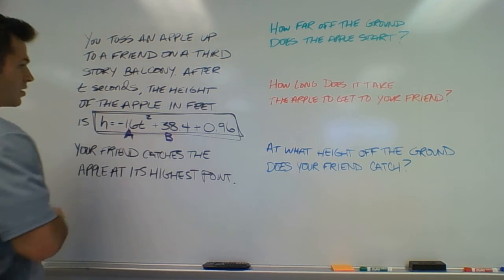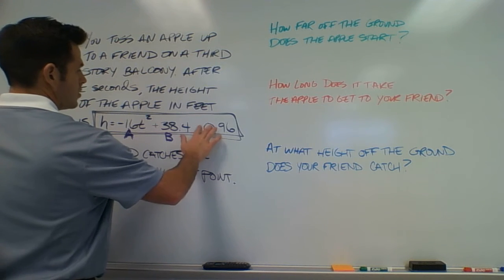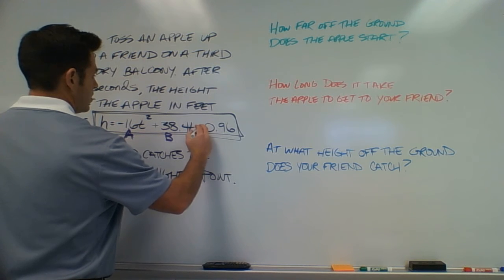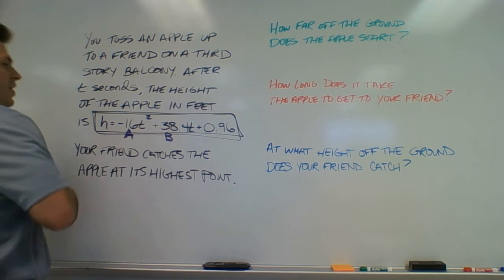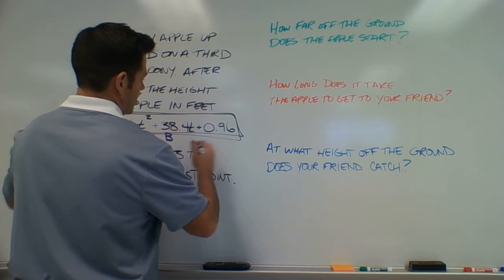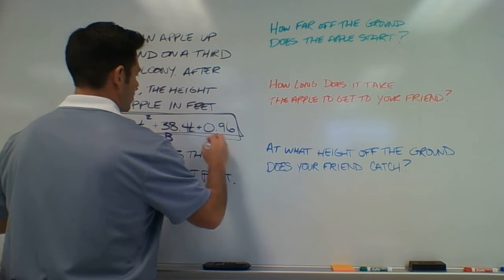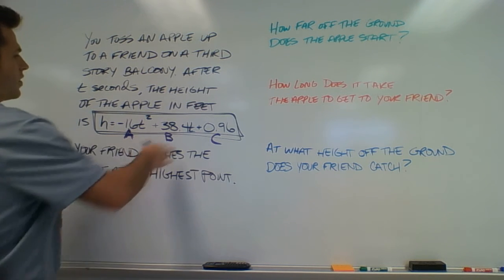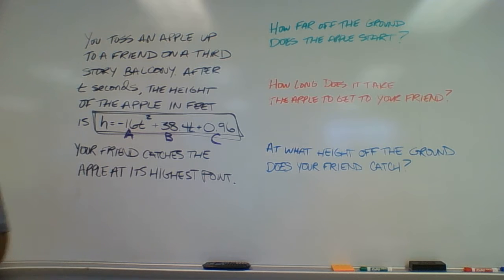38.4. I meant to take a moment here to write our t. Sorry about that. And then a plus sign. And then finally, c would be 0.96. All right, so just so that we're all aware of that, I'll pull back again here because I missed that last t. So our function here is h equals negative 16t squared plus 38.4t plus 0.96. So we have our a value, our b value, and our c value here in this problem.